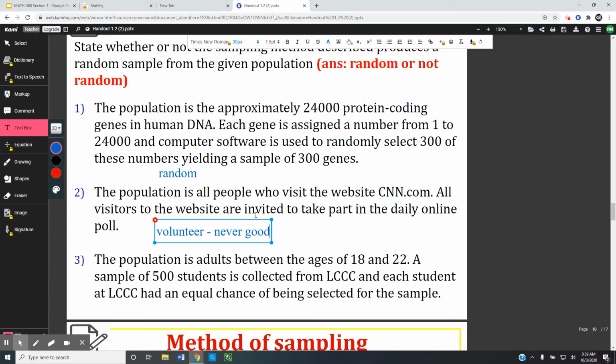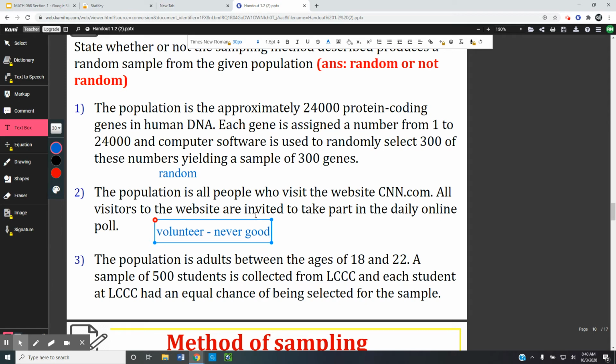The population is adults between ages 18 and 22. A sample of 500 students is collected from LCC, and each student at LCC had an equal chance of being selected for the sample. Okay, well, first of all, look at the population. The population is adults between 18 and 22. Then we take a sample of 500 students collected from LCC, and each student has an equal chance. So our LCC students are a representation of adults between 18 and 22. LCC is an open community college.